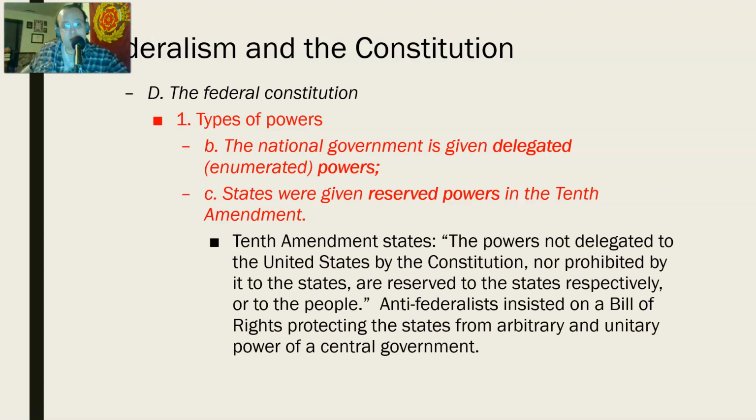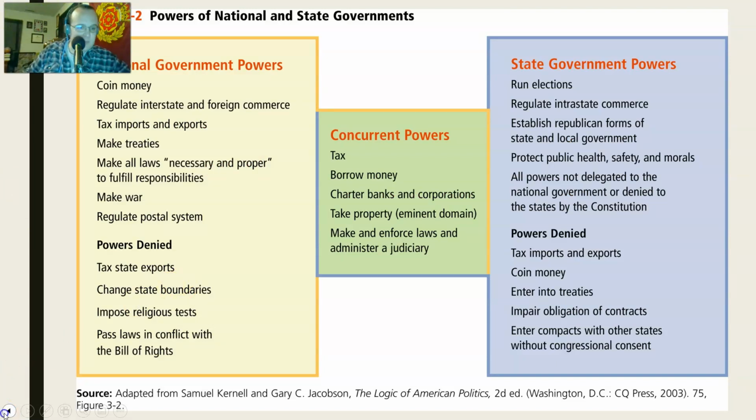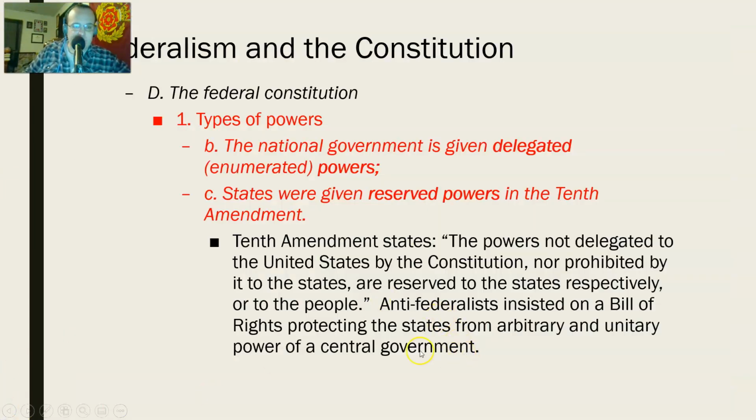So again, to reiterate the 10th Amendment, the powers not delegated to the United States by the Constitution, nor prohibited by it to the states, are reserved to the states respectively or to the people. And the Anti-Federalists, which were one of our beginning political parties, there were the Federalists, so in opposition there were the Anti-Federalists. They insisted that there be a Bill of Rights to protect the states from an overreaching, tyrannical central government. And this was a big fight at the time. We'll go into this story a little later.